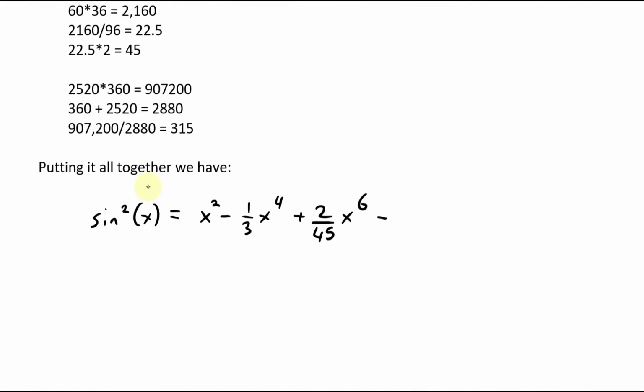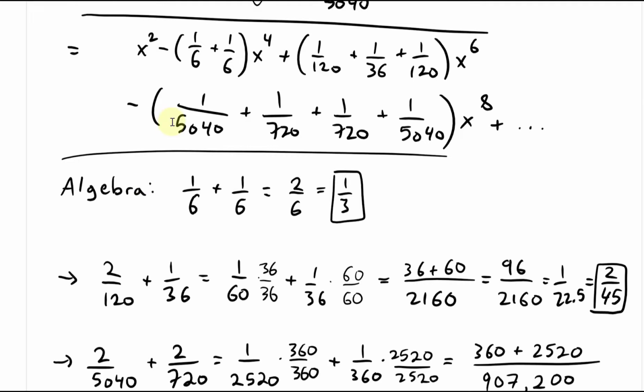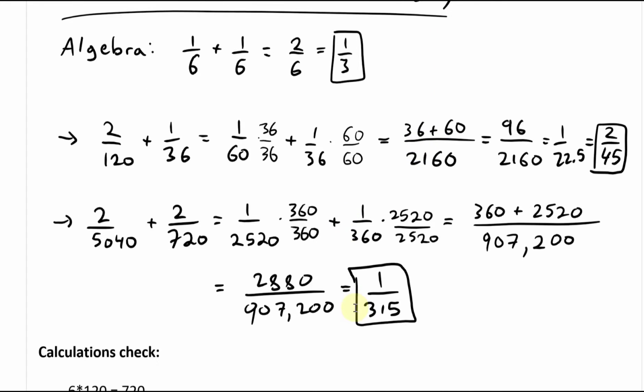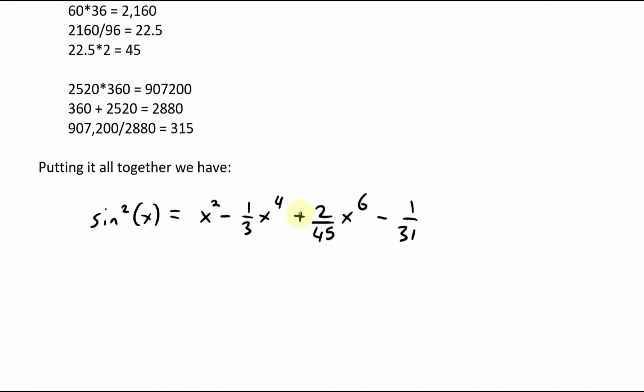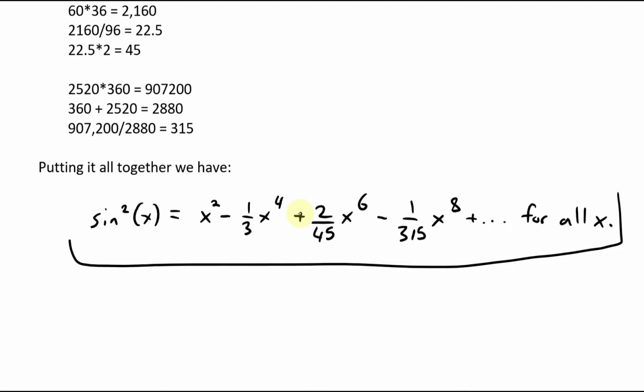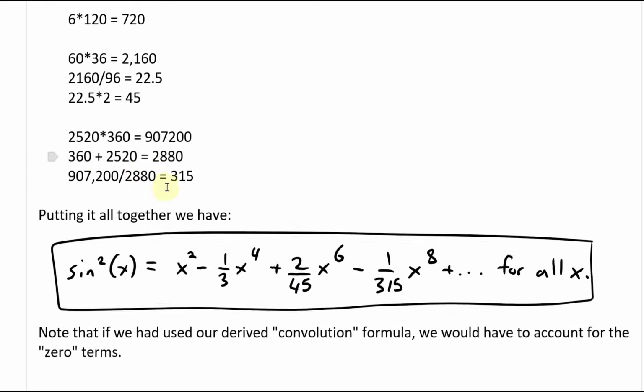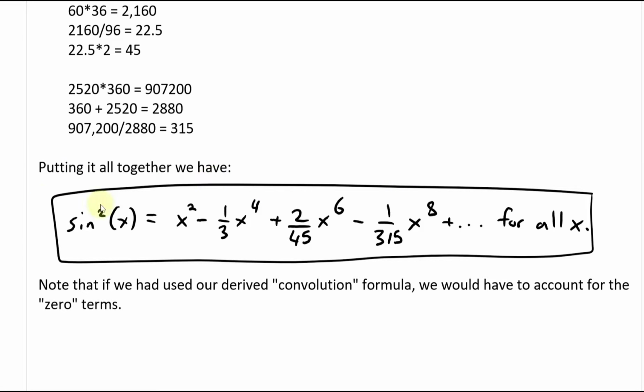And the next one is minus 1 over 315, x to the 8, plus dot, dot, dot. And this is for all x. Circle this whole thing. I just fixed up that box. So this all looks pretty good.